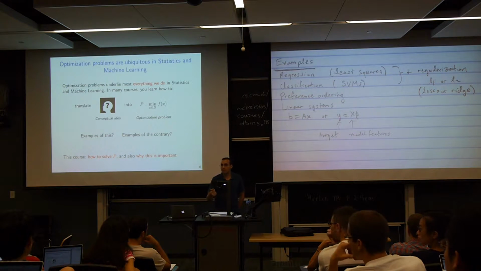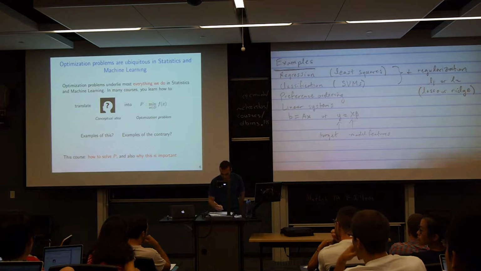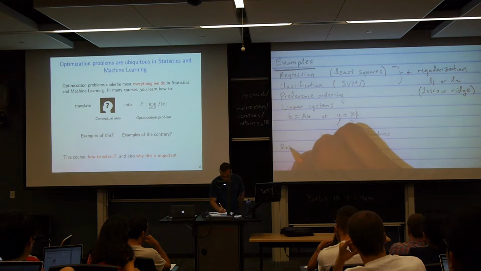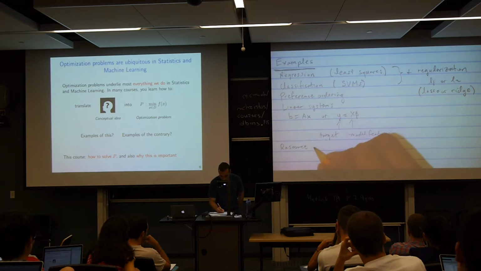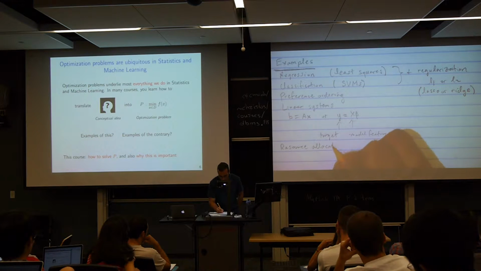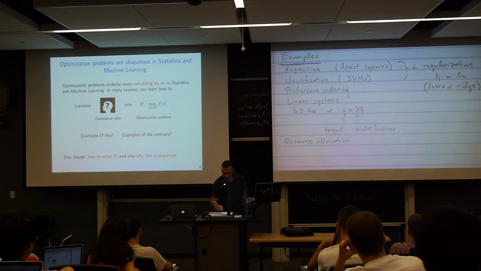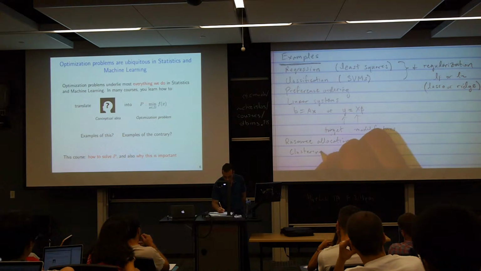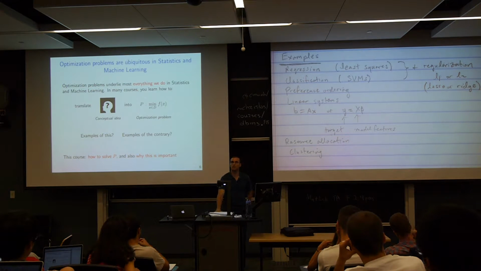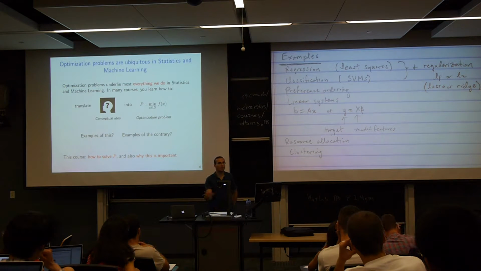Other examples? Resource allocation or clustering. Yeah, resource allocation is an interesting one. Again, depending on how that's formulated, that may not be a convex problem. Clustering is also an interesting one because clustering is typically never convex when it's formulated. There are a few convex formulations. We're throwing out these words convex and non-convex. I assume people are kind of familiar with what that means, but we'll make it precise at the end.